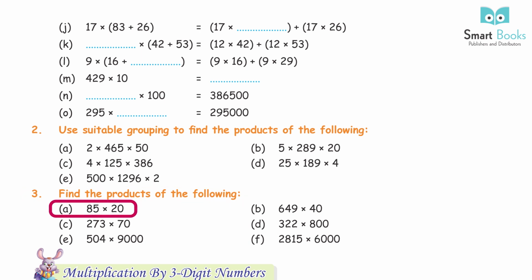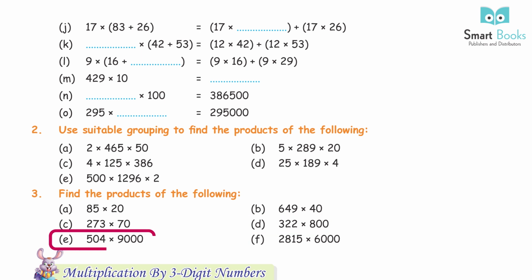Question 3. Find the products of the following. A. 85 into 20. Answer 1700. B. 649 into 40. Answer 25,960. C. 253 into 70. Answer 19,110. D. 322 into 800. Answer 2,57,600.